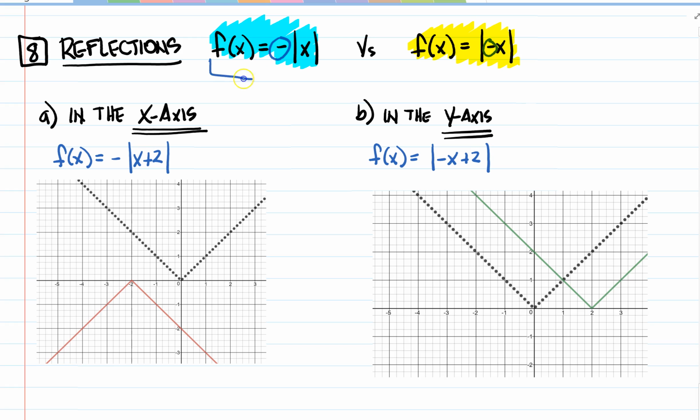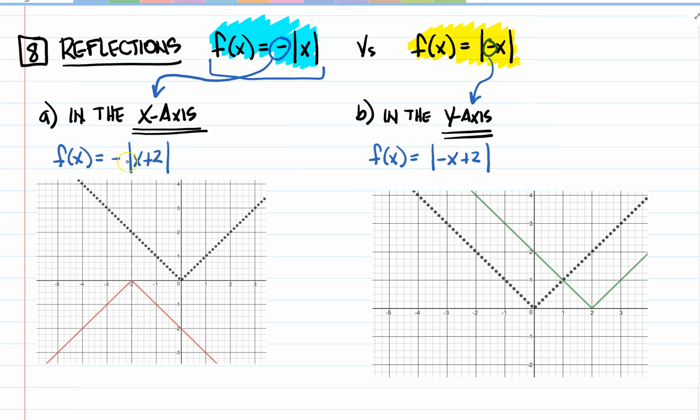Let's talk about this first one here. If your negative sign is on the outside of your function, then that means you're going to have a reflection in the x-axis. If your negative sign is on the inside of your absolute value function, that means you're going to have a reflection in the y-axis. So let's talk about these more in depth.